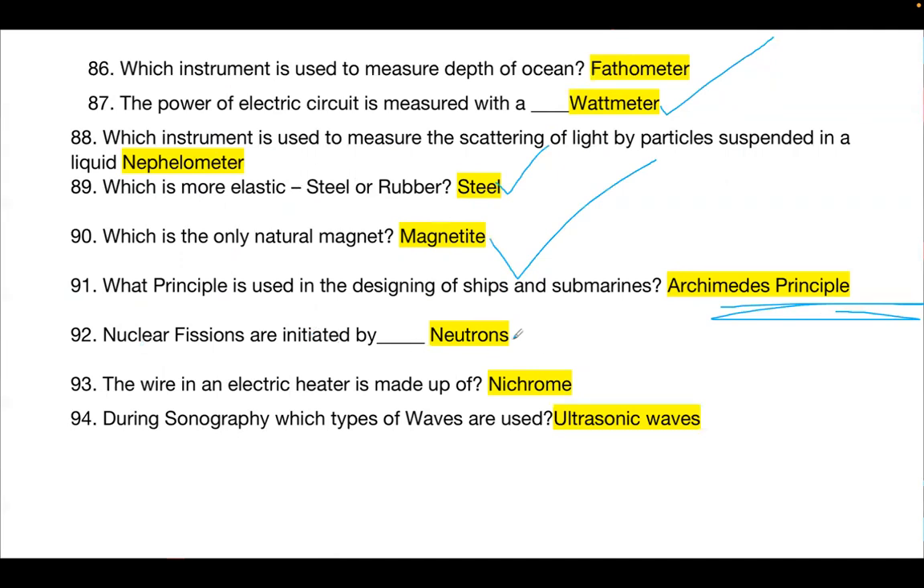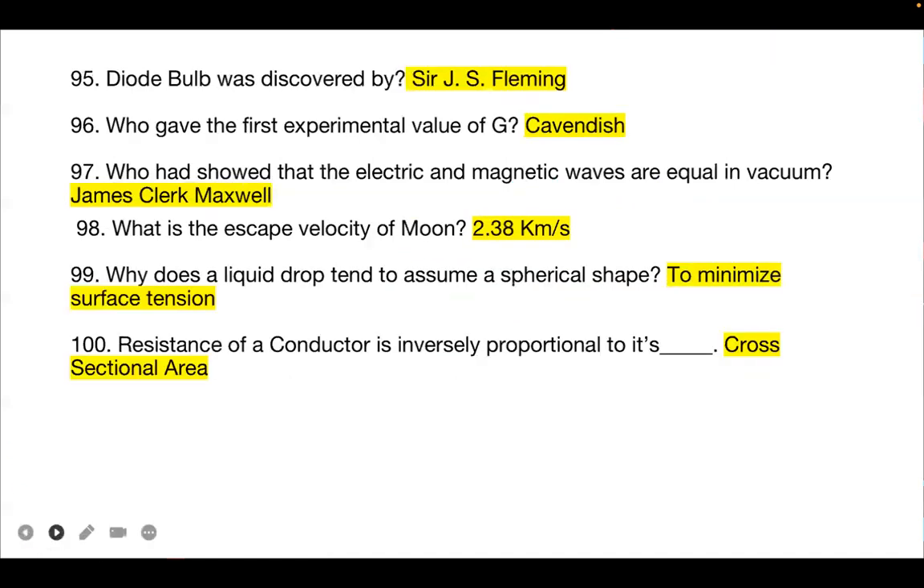And nuclear fissions are initiated by neutrons. The wire in an electric heater is made up of nichrome, that is nickel and chromium. During sonography, which types of waves are used? It is ultrasonic waves. The diode bulb was discovered by Fleming. Who was the first one to give experimental value of G? He was Cavendish. Who showed that electric and magnetic waves are equal in vacuum? It was Maxwell. What is the escape velocity of moon? It was 2.38 km per second.